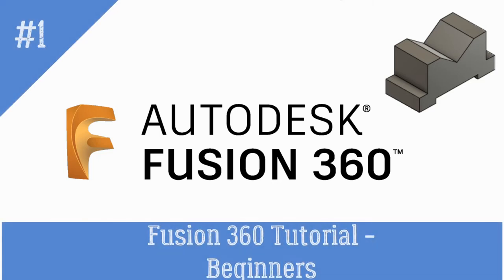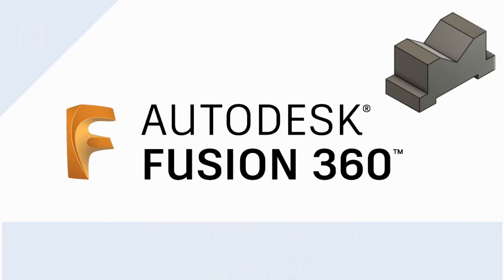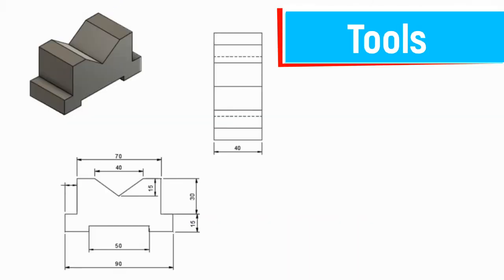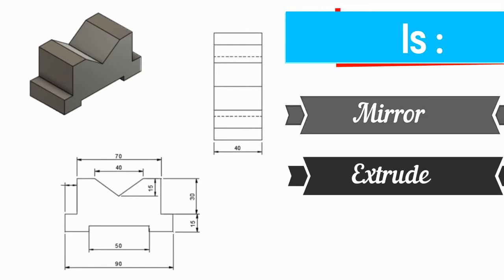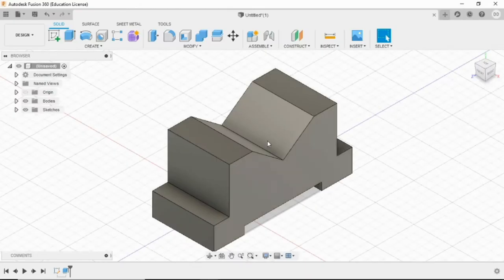In this video, I'm going to explain how to make a basic 3D model in Fusion 360 in an easier way. This video is useful for Fusion 360 beginners. Let's get into the video. After watching this video, you're able to use the extrude and mirror commands easily. We are going to make this 3D model.